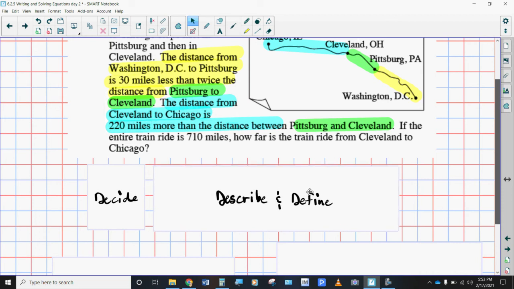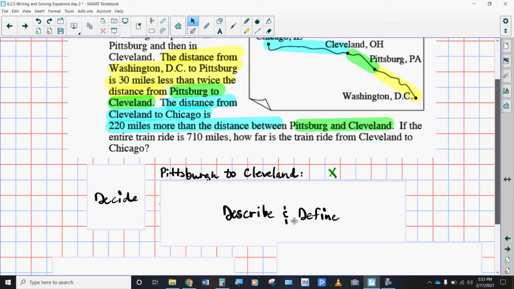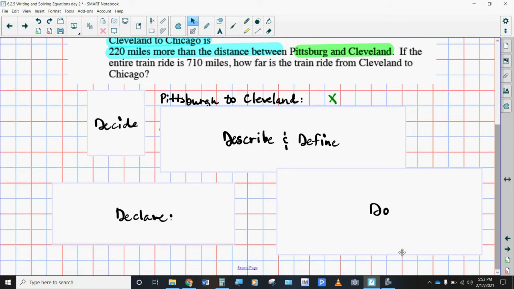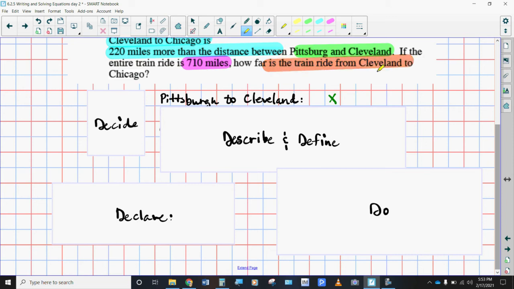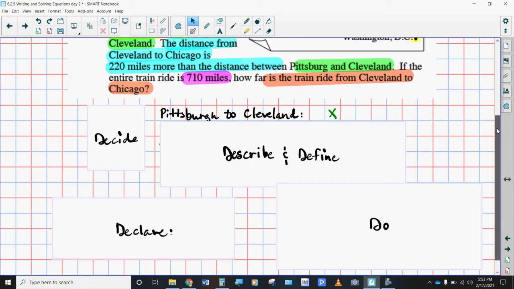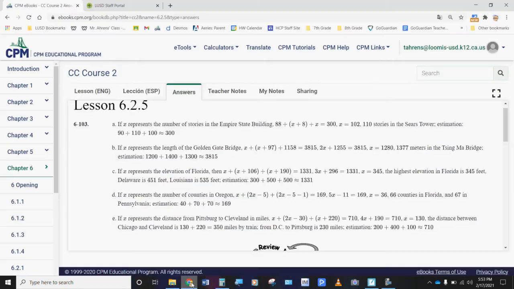Okay. So you go from there. Let's make Pittsburgh to Cleveland the x, and then you use your definitions to figure out the distance here, set it up as an equation, work through and solve for x, then check your definitions and decide if you've got the correct numbers based on your definitions, and then declare the answer. What was the last piece of information? 710 is the total, and all we're trying to figure out here is the distance from Cleveland to Chicago. That's what we're going to declare. Okay, go ahead and pause and work through that, and then stop.